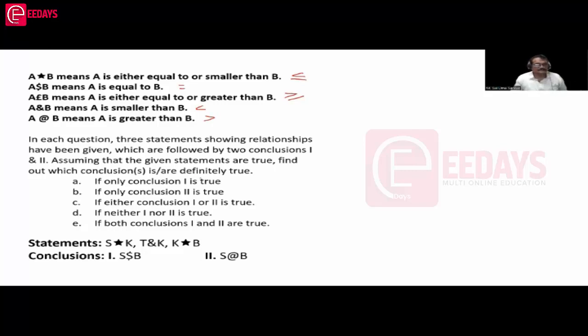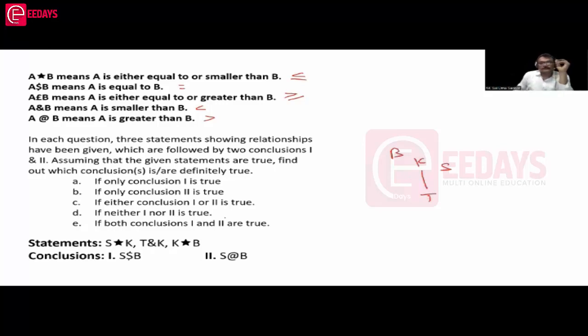Okay, 5 options. It's very simple, I think so. Here A, B, C, D, E. S is less than or equal to K. Next, K is less than or equal to B. Next, T and K. T is less than K.